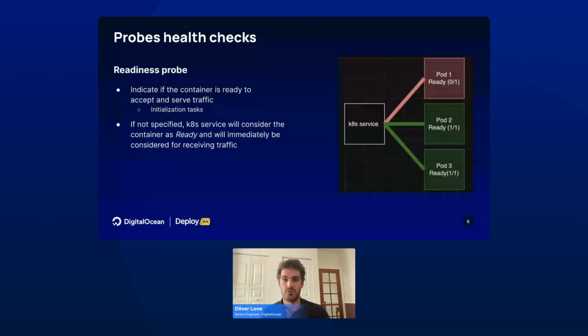Next, we'll cover two important Kubernetes probes for improved reliability. The first probe is the Readiness Probe. This probe indicates if the container is ready to accept and serve traffic.